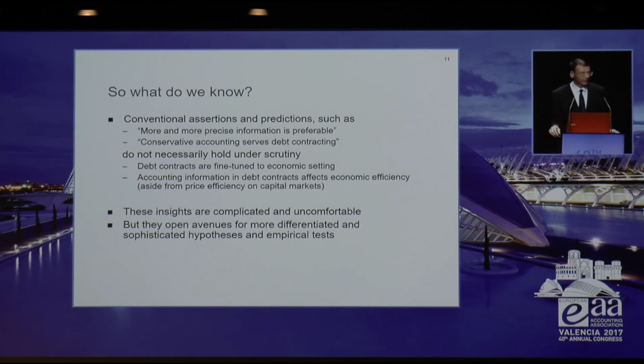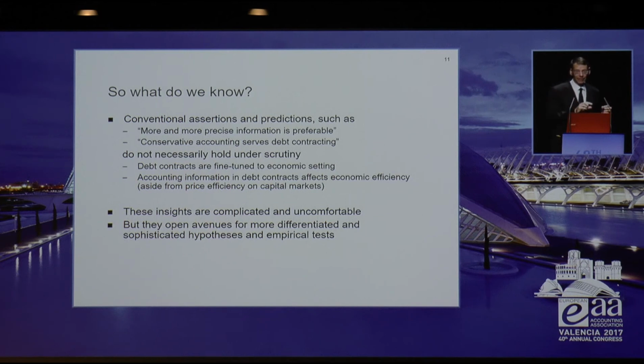One thing that we can show, and this is not that dissimilar from what Fernando talked about with the empirical literature, is that the conventional assertions and predictions, better information is preferable, conservative accounting is good, do not necessarily hold. One can see in particular settings it's either the reverse, or it goes like that, but under certain conditions only. So it's really that contracts are fine-tuned to economic settings, as long as there's sufficient leeway in contracting. And they also change the economic efficiency of dealing with projects and the value of firms, essentially.